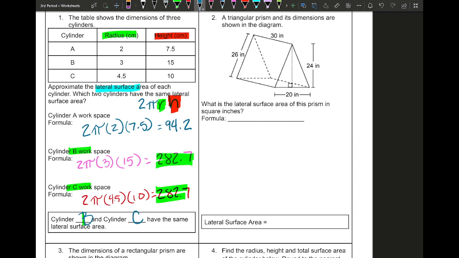Any questions on this one? Again, this is the lateral surface area formula, just the first part of the total surface area.